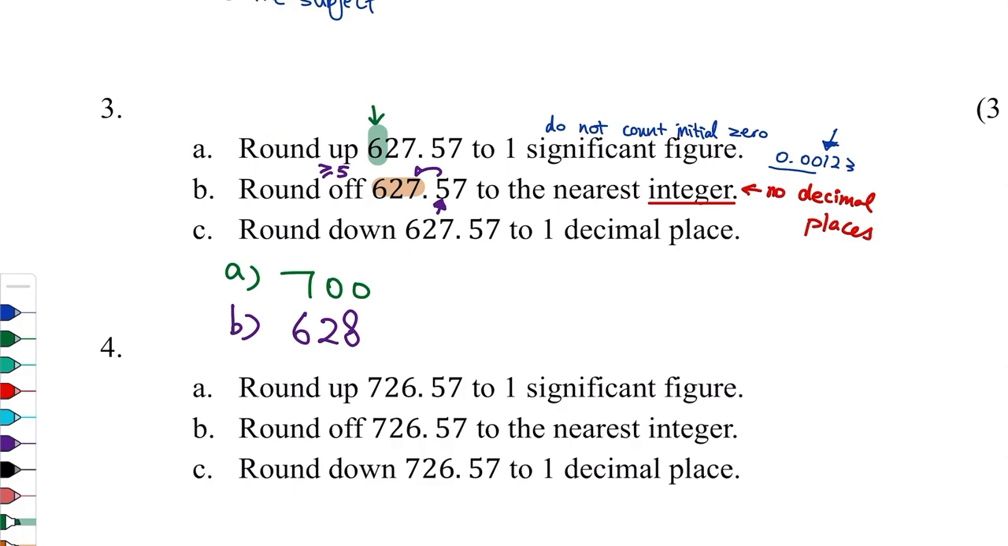Okay. And then the last part, decimal places. Decimal places means the points. And how many do I need? I just need one decimal place. So I choose my numbers first, 627.5. So I just need this.